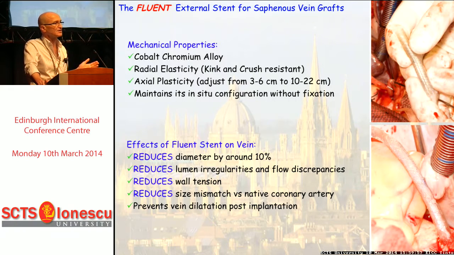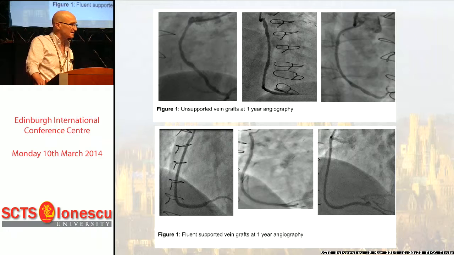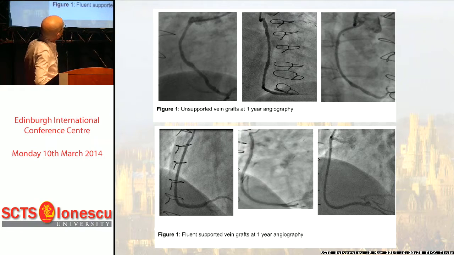So what does this mechanical structure achieve biologically? It reduces the diameter of the vein graft by around 10%. It reduces luminal irregularities and flow discrepancies. It reduces wall tension and it reduces size mismatch between the vein graft and the native coronary artery, and it prevents vein dilatation post-implantation. It takes less than a minute to implant this stent, and it requires no other change in your technique. And I just show you here 3 examples of patients.